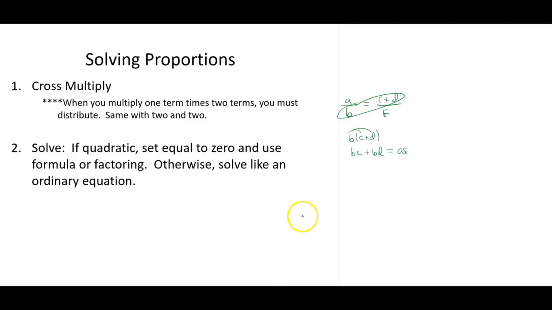Now remember, when you do your distributions, there is a chance that you may get a quadratic, meaning you'll have x squared in your equation. If that's the case, you must set equal to 0 and then use the quadratic formula or factor. Alright, if not, you just solve like an ordinary equation.